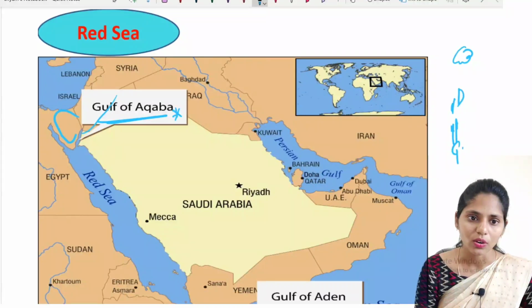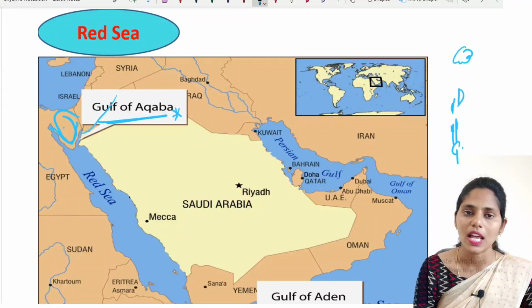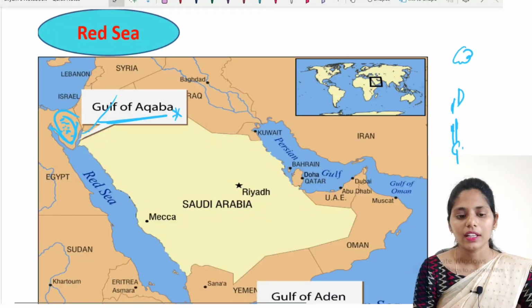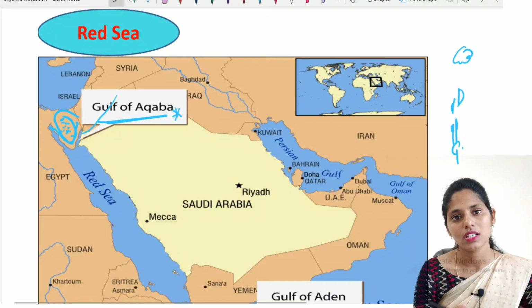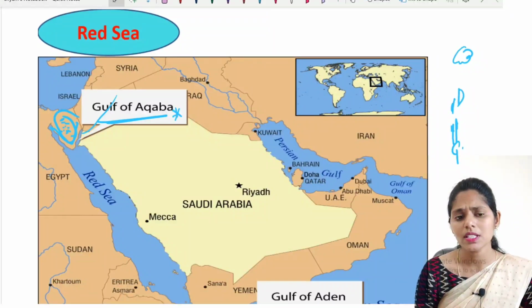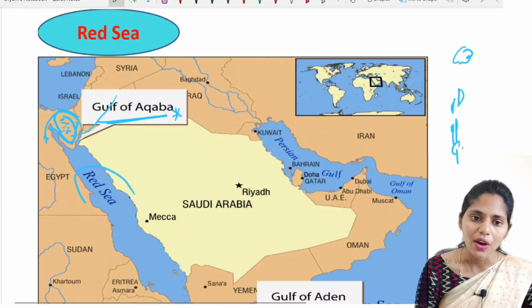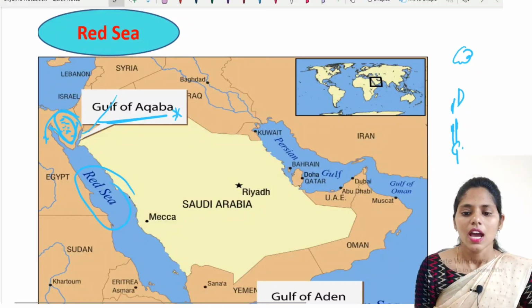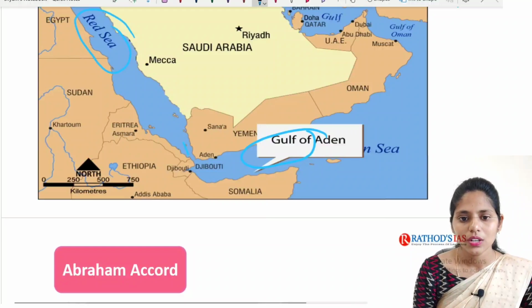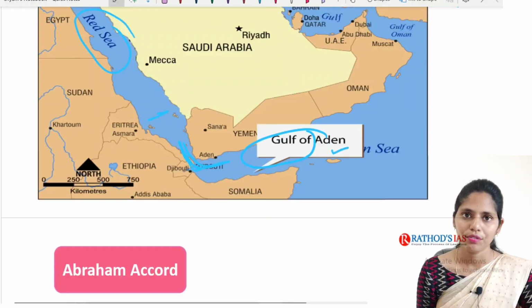This peninsula part is called the Sinai Peninsula. It was mainly occupied by Israel, and after the peace agreement between Israel and Egypt, this part was given back to Egypt. So here we have the Red Sea, right? And here we have the Gulf of Aden. Here we have Bab el Mandab. Bab el Mandab mainly joins the Red Sea with the Gulf of Aden.